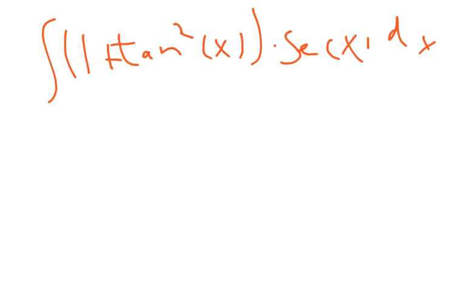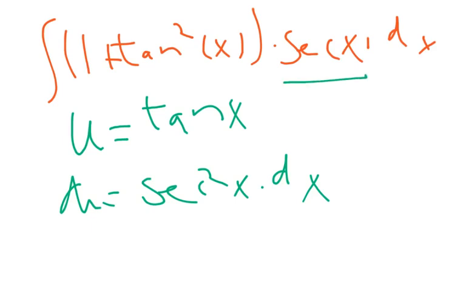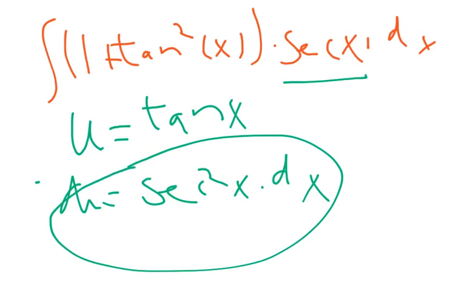So let's say that you want to do u substitution, and let's say that you assign u to be tangent of x, and then du to be secant squared of x dx. Well, as you can tell at this stage of the problem, what we've got here is simply secant of x. So there is a long way from this to secant of x.